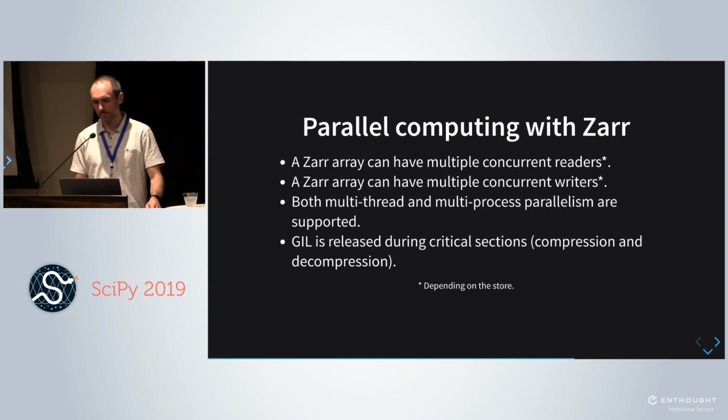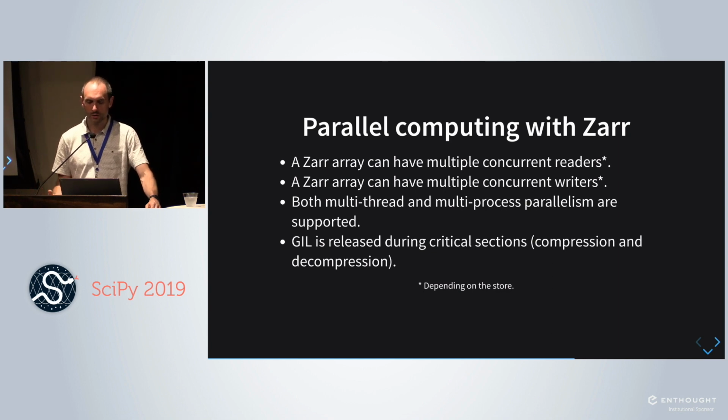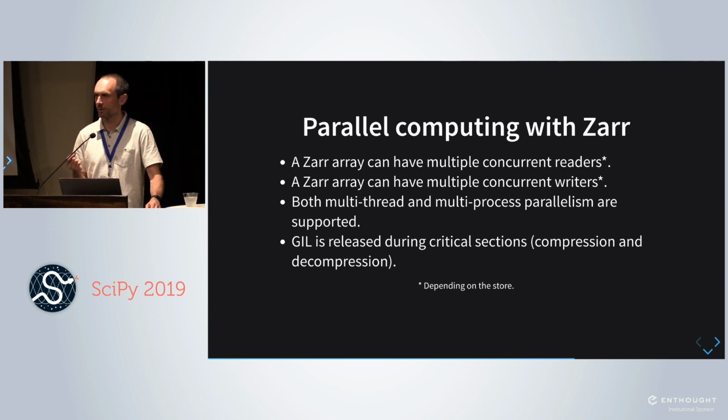Okay, so now, how does Zarr support parallel computing? What can you do? What can't you do? If you have a Zarr array, it can support multiple concurrent readers. You can launch as many concurrent reader processes as you like. They can all read in parallel. You can also have a Zarr being written to in parallel by multiple concurrent writers.